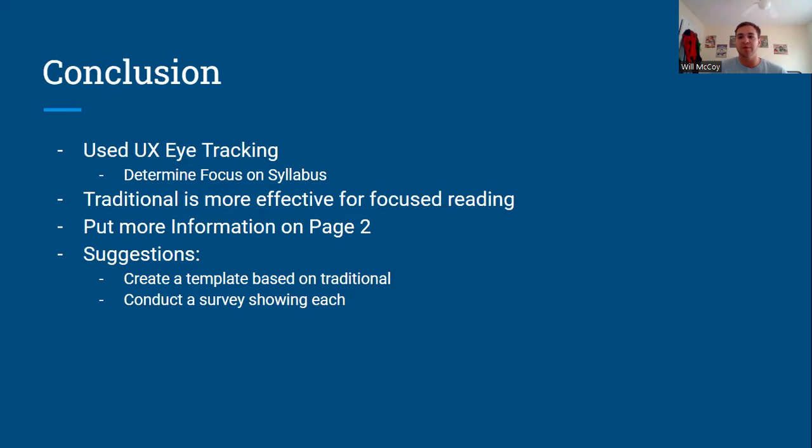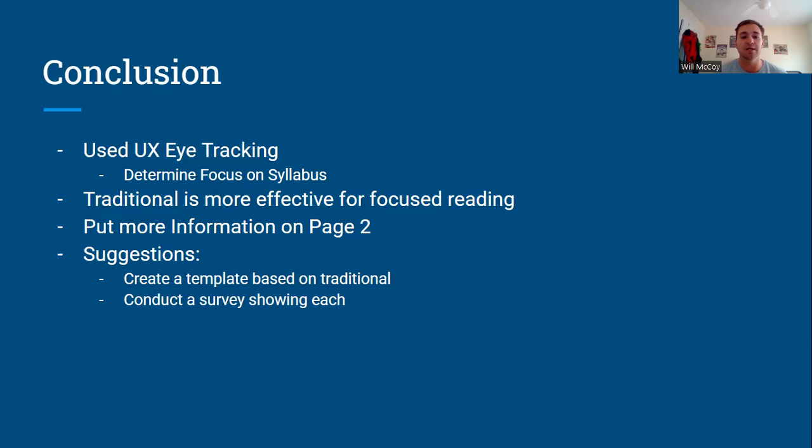So let's sum up what we have done so far. I used the UX eye track data, which is used to determine the focus on the syllabus. It was the traditional syllabus that was more effective for focusing readers. A couple of suggestions that I would like to put forward: put more information on page 2. And for later on, if you want more people to understand which syllabus is better, I would create a template based on the traditional, so that the technology office would be able to give that to professors. That way they would have a general idea about what makes students more focused.